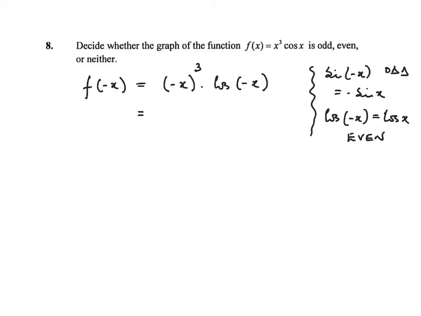Now, minus x all cubed is minus x cubed. Cos of minus x is the same as cos of x, so what we have here is minus f of x, and in that case the function is odd.